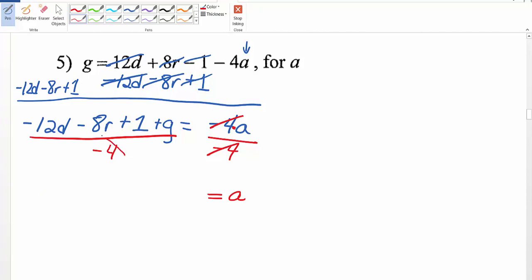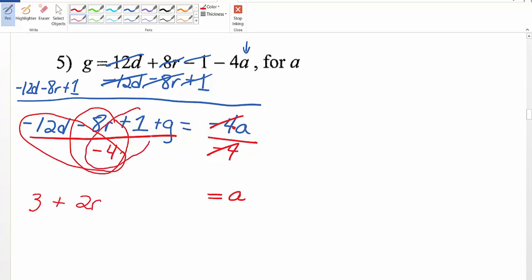And what that would look like is pretty much just looking at, well, negative 12d divided by -4 comes out to be positive 3d. Negative 8r divided by -4 comes out to be positive 2r. Positive 1 divided by -4 comes out to be -1/4. And positive g divided by -4 comes out to be -g/4. Again, it really depends on who you have as a teacher, just kind of what they want.